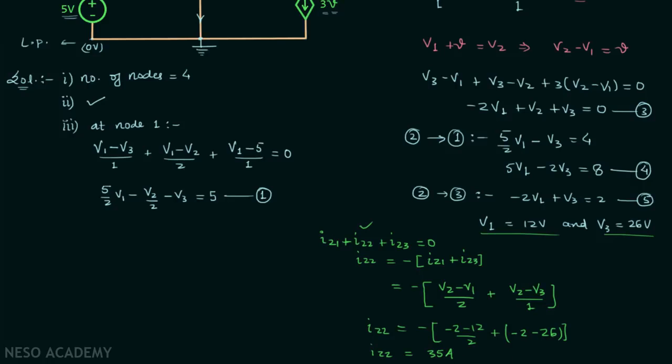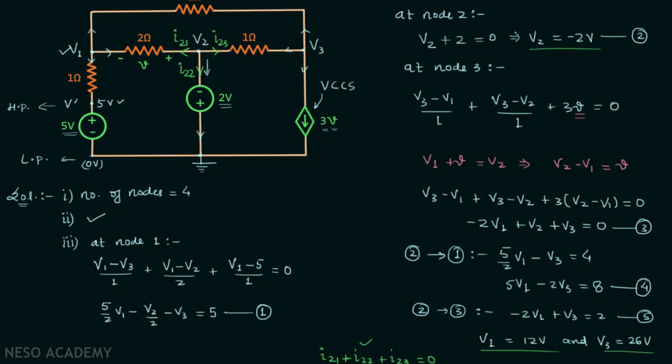And our main aim is to calculate the power delivered by this source. So current in this branch is equal to 35 amperes. Therefore power delivered will be equal to 35 amperes multiplied by 2 volts, which is equal to 70 watts. So this is our answer.